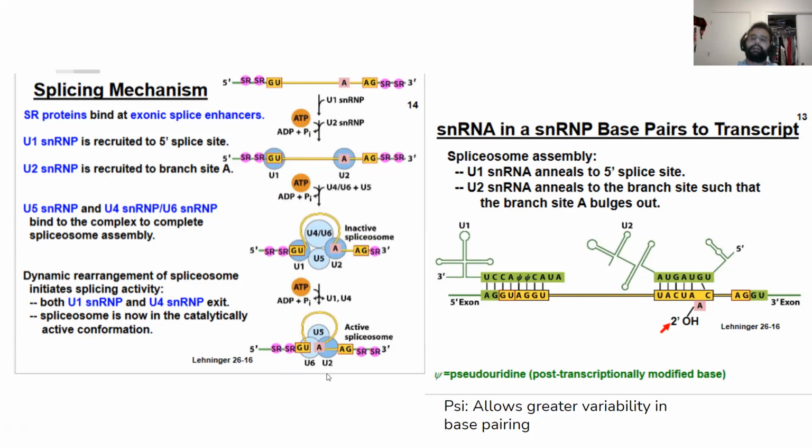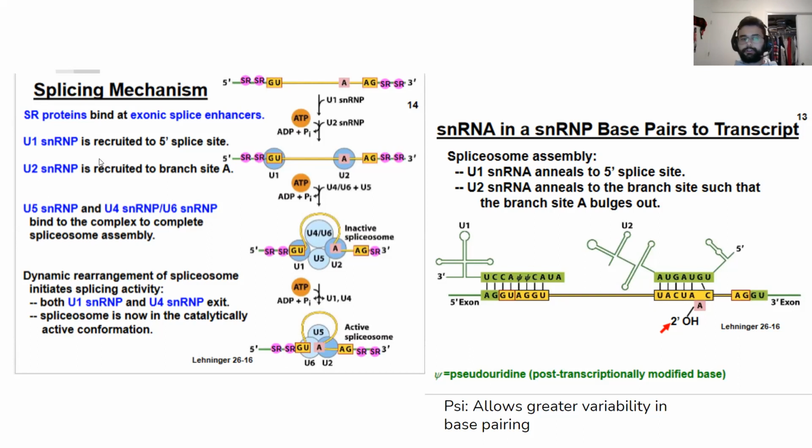So let's say someone asks, what is the active conformation of a spliceosome? Does it involve U1 and U4? No. U1 and U4 come in at first, but they're mostly there to stabilize the structure. But our catalytically active spliceosome only involves U2, U5, and U6.